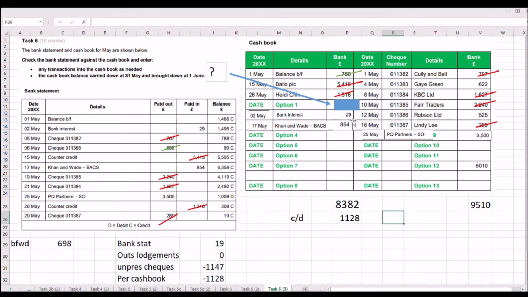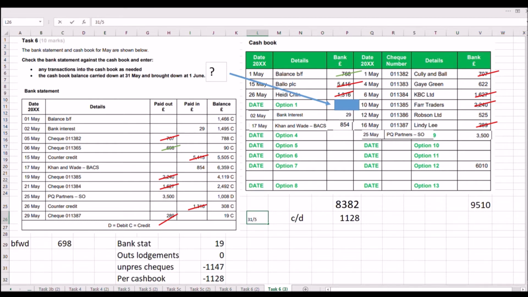And so the total of this column is 8382, total of this column 9510. So the carry down on this side now is, here we go, we've got our debit figure here. Now, it says cash book balance carried down at 31st of May. So the carry down at the 31st of May is going to be on this side. And then they're brought down on the 1st of June. So in terms of the dates here, this will be the 31st of May.